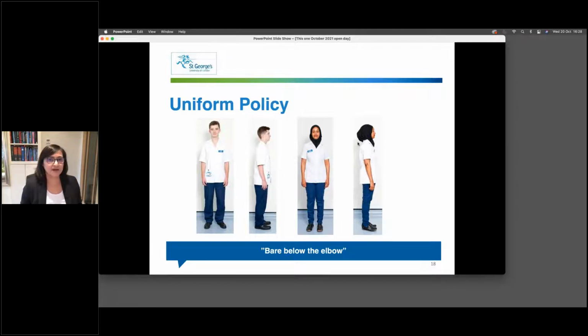If you wear a headscarf, it needs to be black and neatly tucked in your tunic. We operate a bare below the elbow policy, which is the same with any other healthcare program in any other university and within the NHS. And so that means you can't have your arms covered. If you intend to wear something underneath your tunic, again, it must not cover any part of your arm. So you can't wear something underneath and cover it up to your elbow. Our policy is bare below the elbow, and we have no exceptions to that rule.